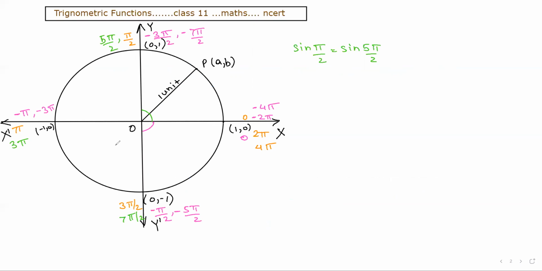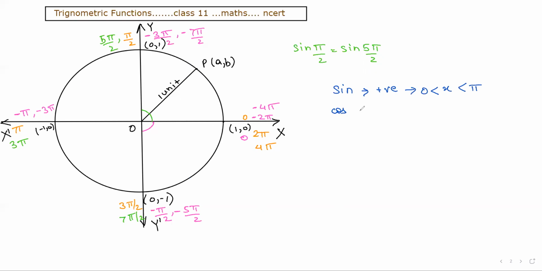Now, we also understood in the previous class that the sine value is positive in the first and second quadrant. Based on this knowledge of negative angles, we can easily say that your sine value is positive in the first and second quadrant, meaning when your x value or the angle lies between 0 and pi.